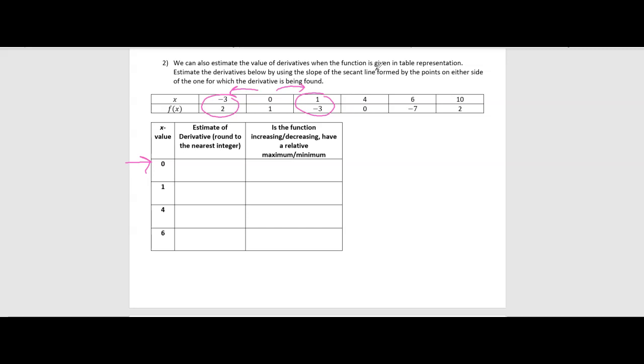So again, we'll just do change in y over change in x, which is y2 minus y1 over the quantity x2 minus x1. So I'm going to have negative 3 minus 2 divided by the quantity 1 minus negative 3, and that's going to give me negative 5 over positive 4. So my slope, the estimate for my slope when x equals 0 is negative 5/4.